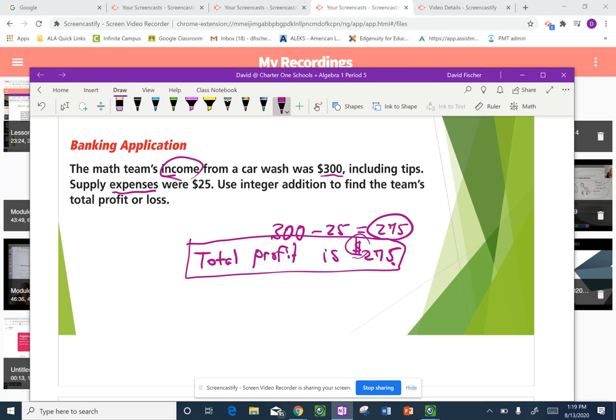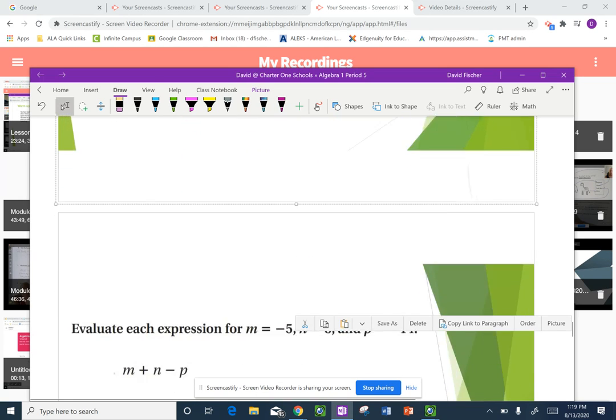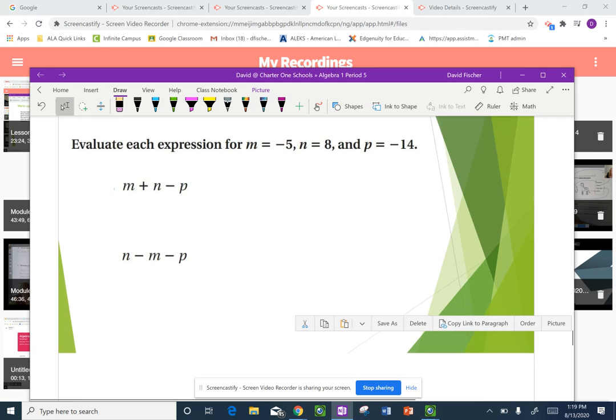I'll get better at my handwriting. I'm trying not to put my hand on the screen here. So anyhow, it takes practice. So let's move on to the next one here.